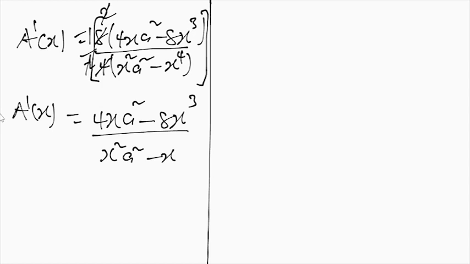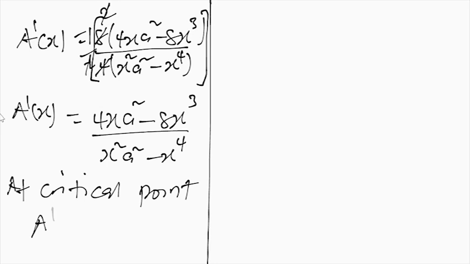Minus x. And the next thing we do now is, since we are looking for the maximum point, that's the maximum area of the rectangle that can be inscribed in that segment, it implies that we need to find the value of x at the critical point. So at critical points, A prime of x will be equal to 0.